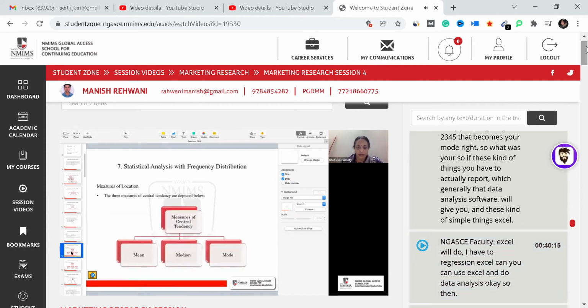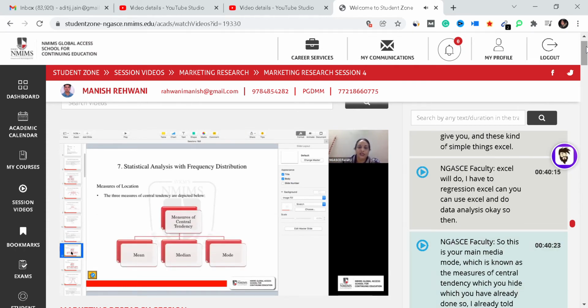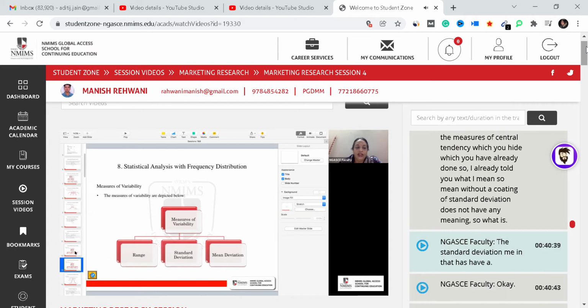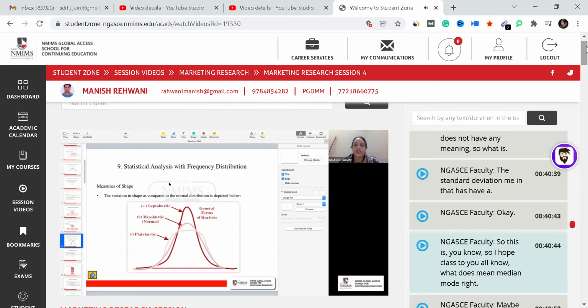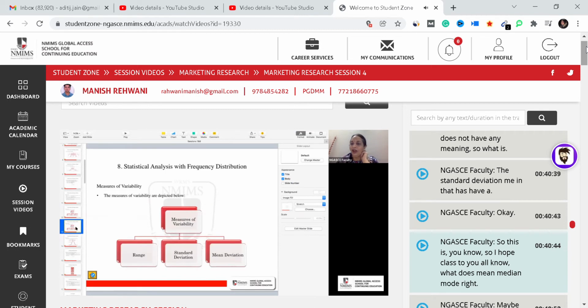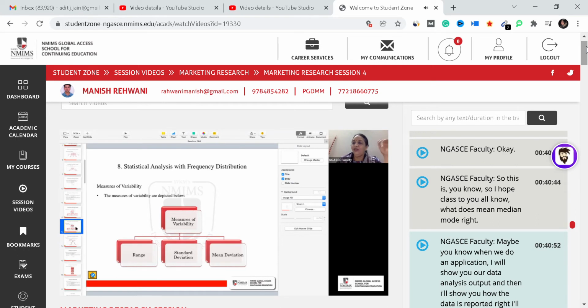So this is your mean, median, mode, which is known as the measures of central tendency, which you have already done. So I already told you what is mean. Mean without a quoting of standard deviation does not have any meaning. So what is standard deviation and mean? Let us have a, okay. So I hope class, you all know what is mean, median, mode, right? Maybe when we do an application, I will show you a data analysis output. And then I'll show you how the data is reported, right? I'll try and show you that.